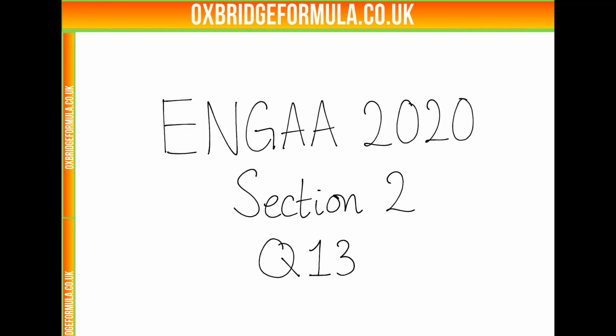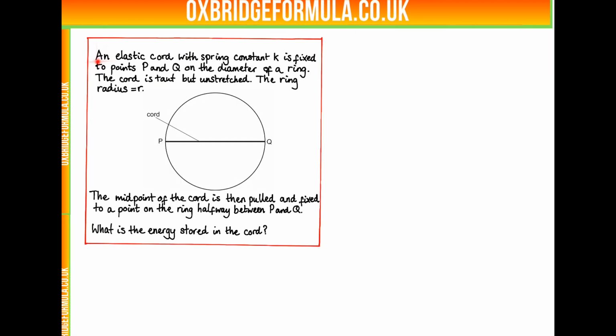This question is taken from the ENGAA 2020 Section 2 paper, and it is question 13. We read: an elastic cord with spring constant K is fixed to points P and Q on the diameter of a ring. The cord is taut but unstretched. The ring has radius R.